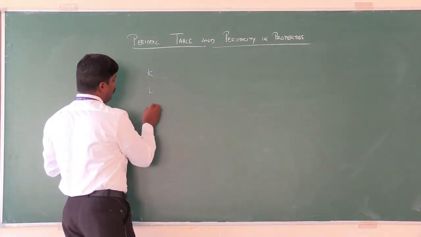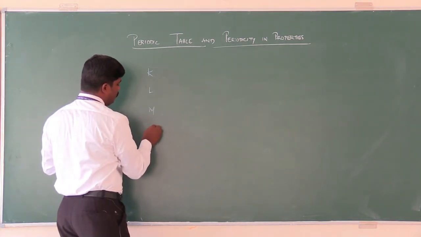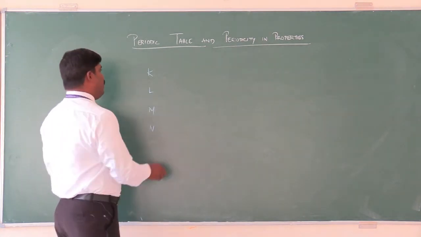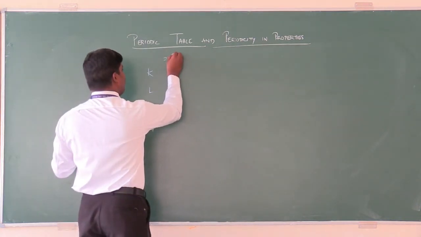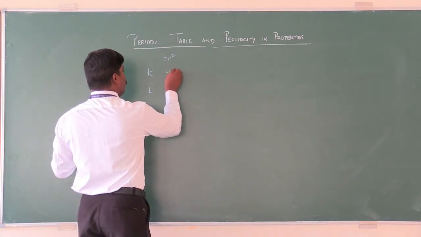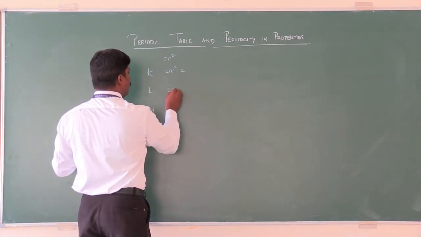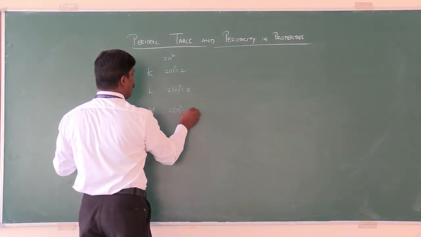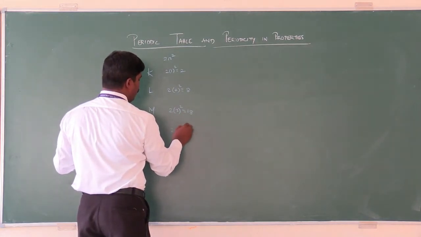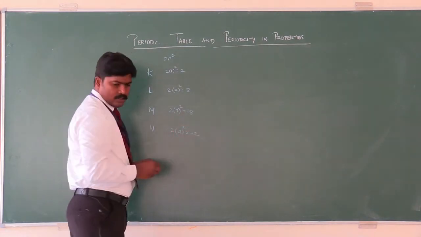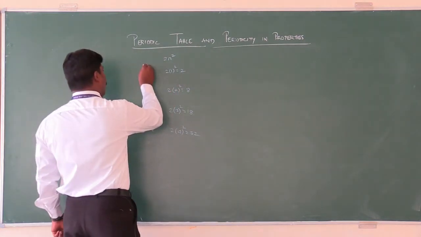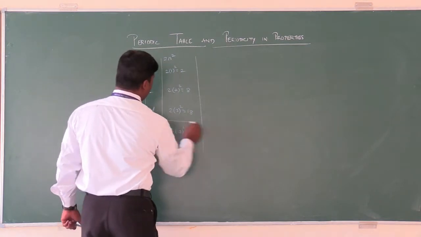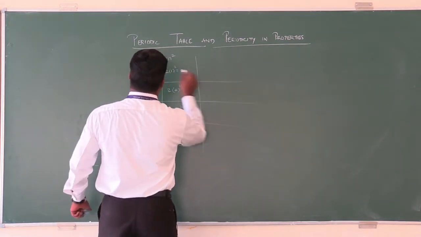K, L, M, N. So K shell, L shell, M shell, N shell. And as I told yesterday, by the formula 2n squared: 2 into 1 squared is 2, 2 into 2 squared is 8, 2 into 3 squared is 18, 2 into 4 squared is 32. So this is nothing but the electrons accommodated in the main shell.